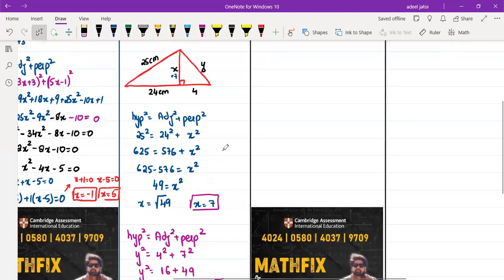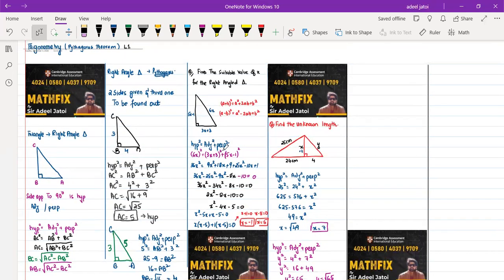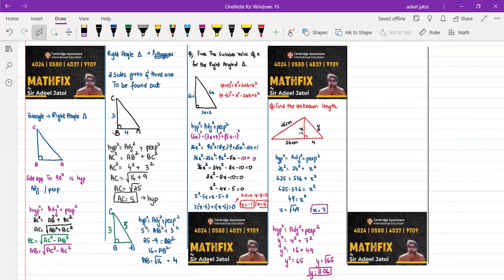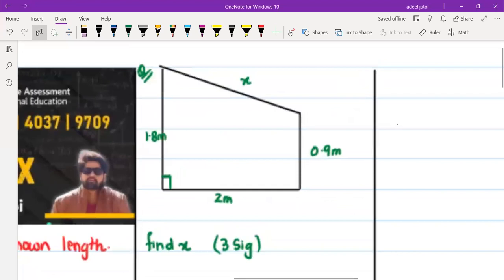Now, this is another type of question that is tested by the examiner for Pythagoras theorem. That means there can be two lengths to be found out in the two shapes using the right angle triangle. Let's just do another type of question here.